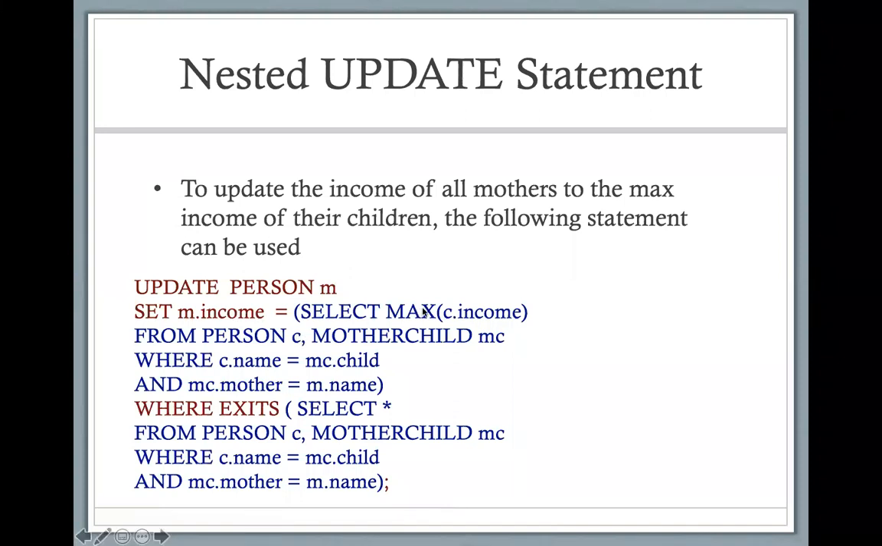So the inner query just selects the maximum income of the children of every mom. And then I update the person, setting the mother's income to this maximum income.